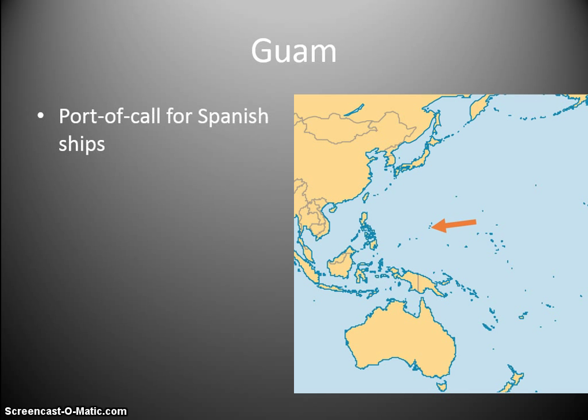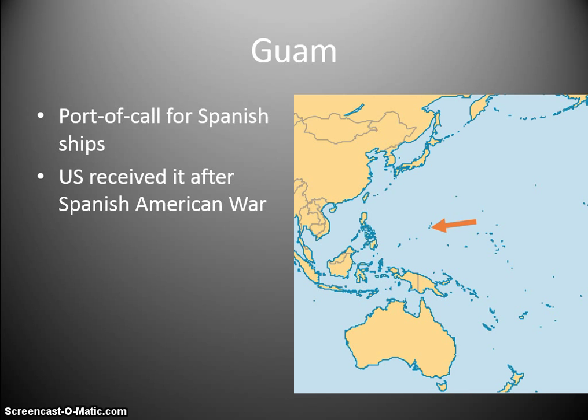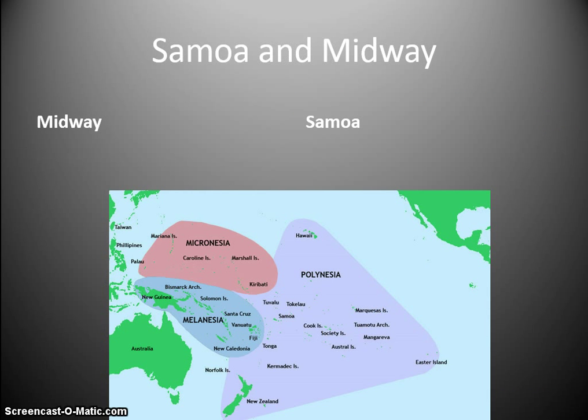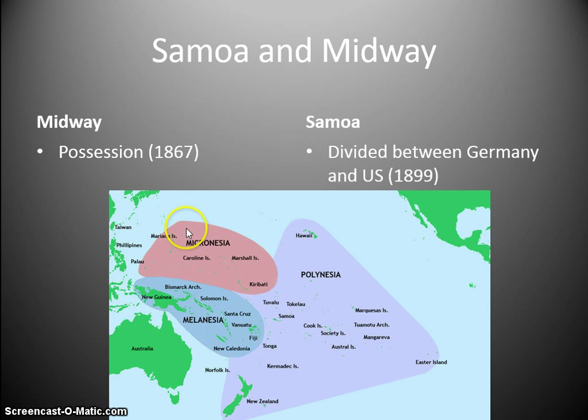Now we get Guam, of course, at the end of the Spanish-American War, and it is a port. And today it is a territory of the United States. So here you're going to have China, Australia is down here, the Philippines are here, and Guam is right here. And then on this side you're going to have Hawaii, and up here, of course, is Alaska. And the last two here are Midway and Samoa. We got the possession in 1867, right? The Battle of Midway, we'll see that later. But Midway is going to be over here. And then, of course, Samoa was divided between Germany and the United States, okay, in 1899. So these are territories that we got in the Pacific.